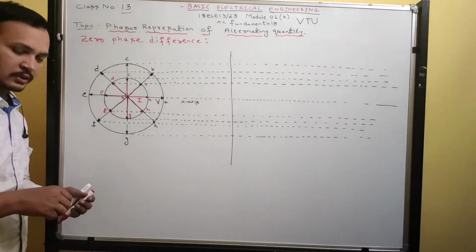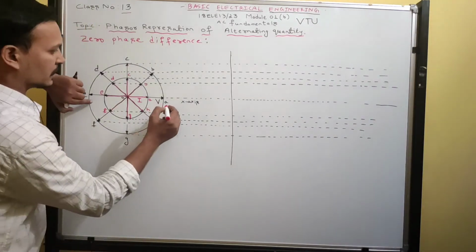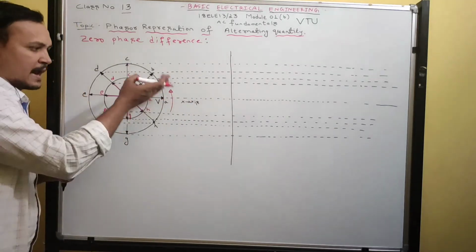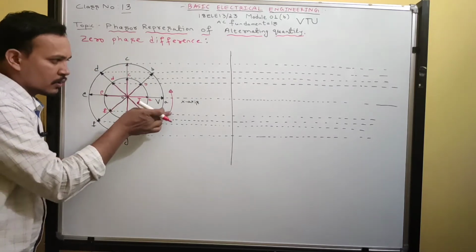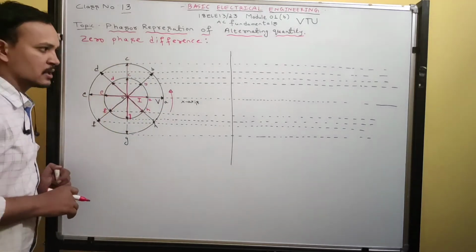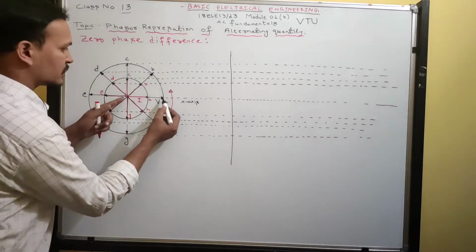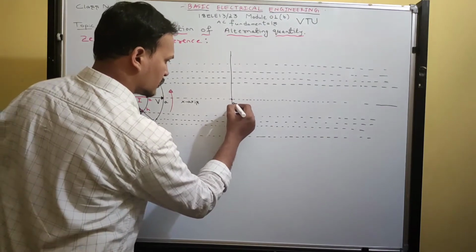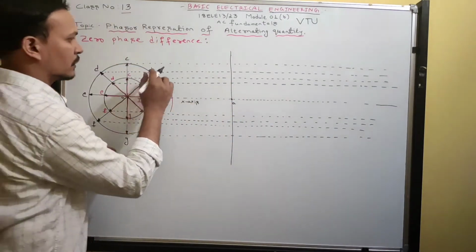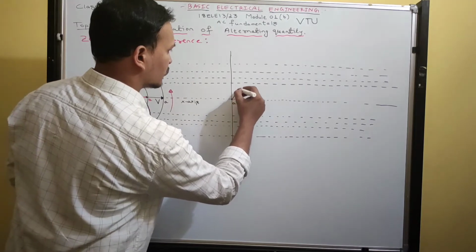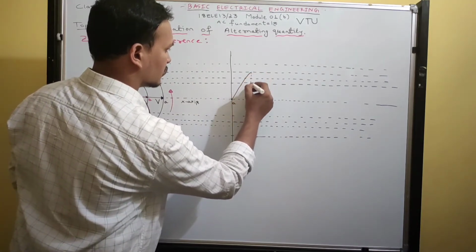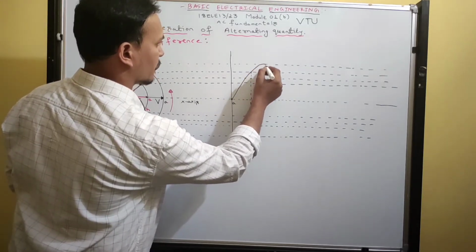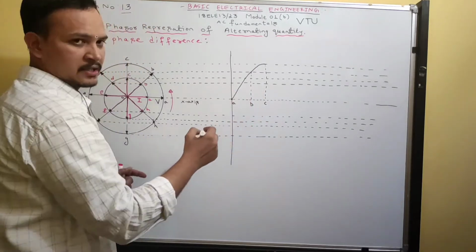Now try to draw these waveforms. We have to rotate both the voltage and current phasors in the anti-clockwise direction. This arrow indicates rotation of the phasor in the anti-clockwise direction. At position A, rotating only the voltage phasor, your voltage is 0. At position B you will get this magnitude. Next, at position C, you will get the maximum voltage.